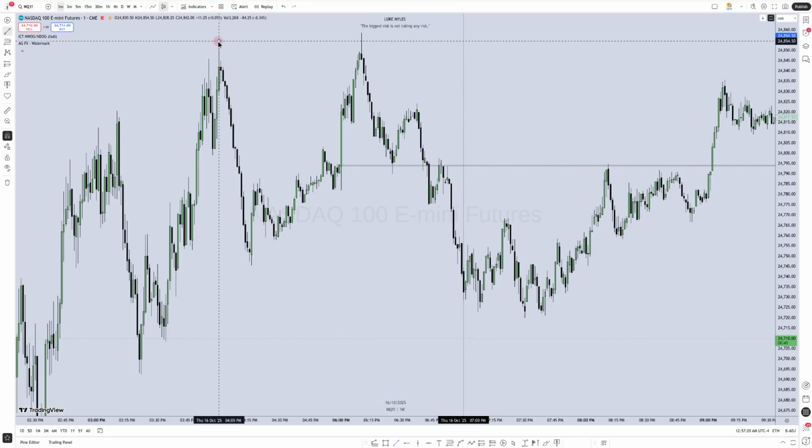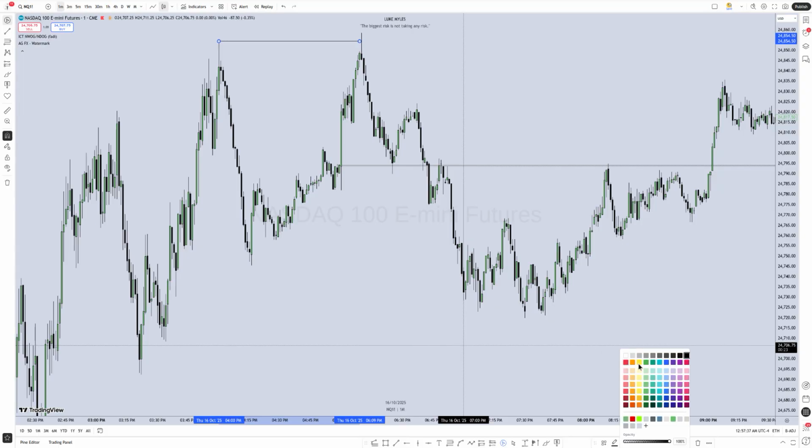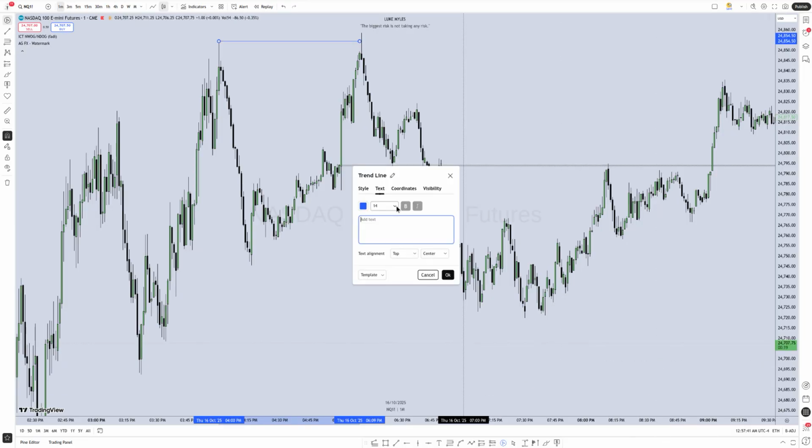Okay, so I would consider this as my minor buy side because I'm not having any other high within this range. This is the only high I'm having, so that's what I'm considering as minor buy side. I have to mark that as minor buy side.